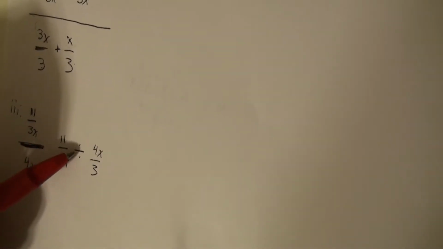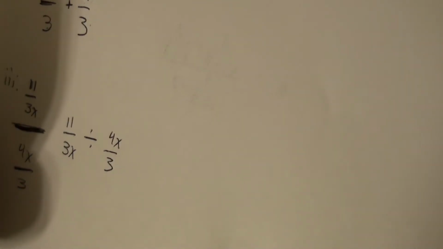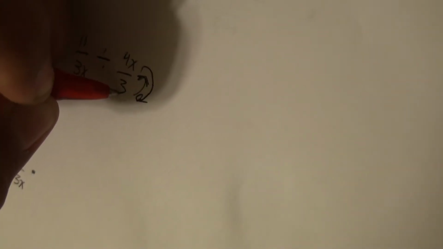Just like any regular division problem, we would multiply with fractions. You just take the reciprocal and multiply. So step 4 right here, we're going to go 11 over 3x multiplied. Just flip these, that's what reciprocal means. So 3 is going to go in the numerator, and 4x will go in the denominator. So multiply by 3 over 4x.